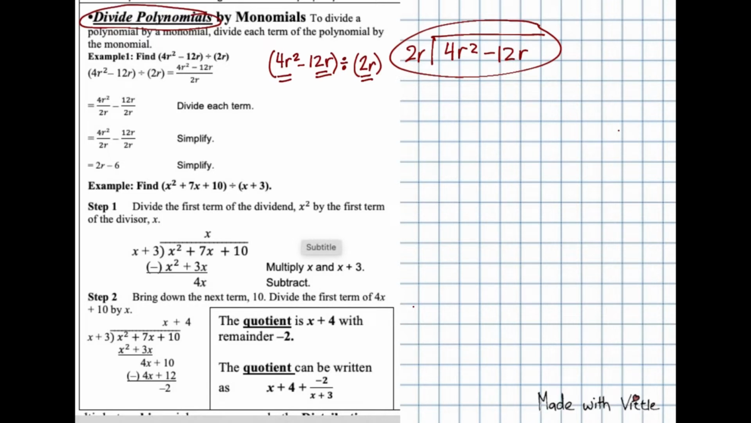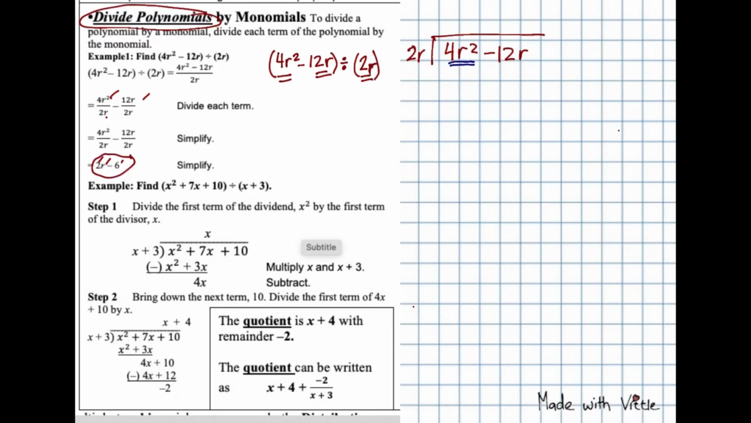In the example, this is what they did: divide each term by 2r. If you divide 4r squared by 2r, 4 divided by 2 is 2, and r squared divided by r is r. 12 divided by 2 is 6, and r divided by r is just 1. Therefore, this is the final answer.